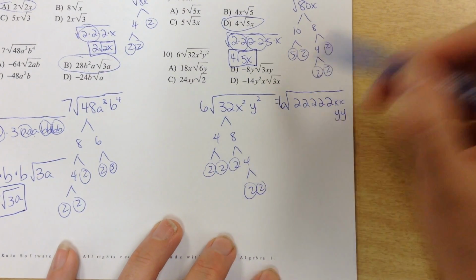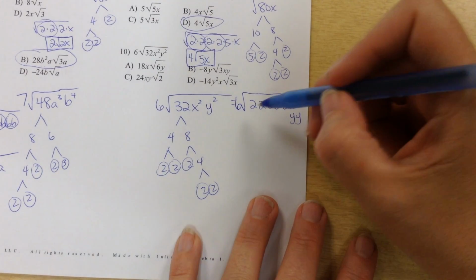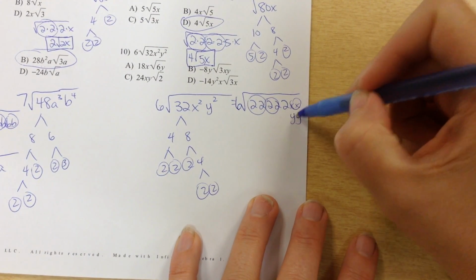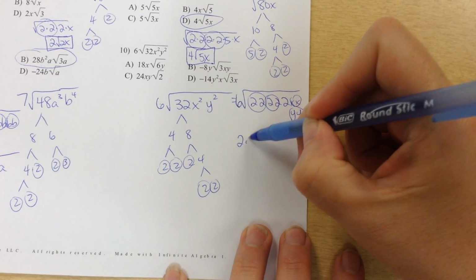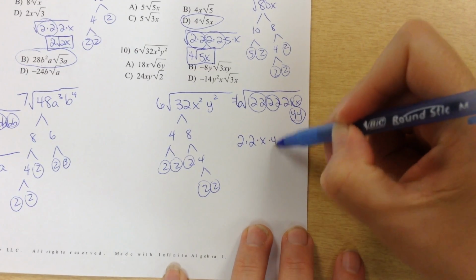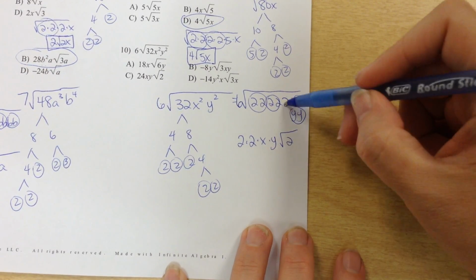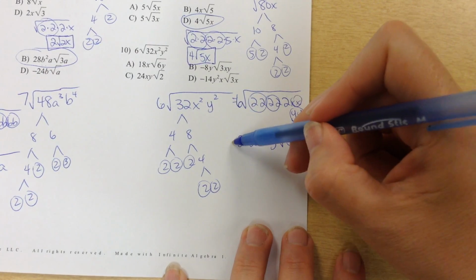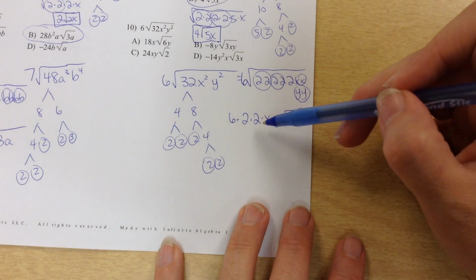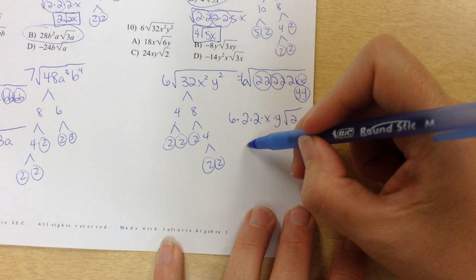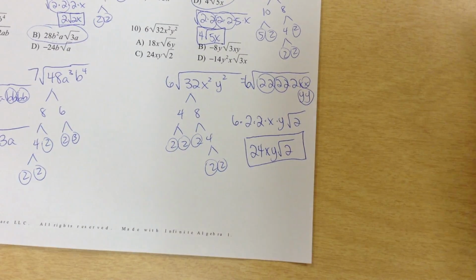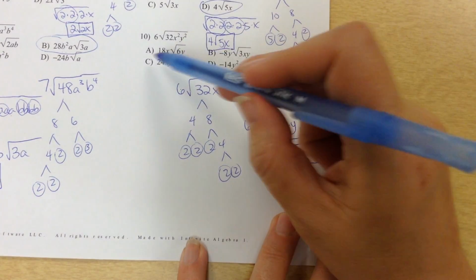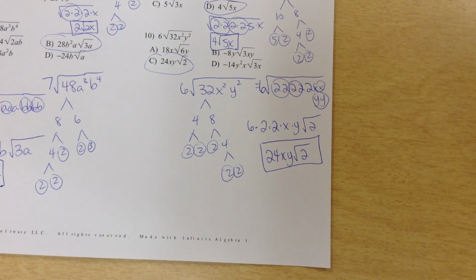And then we still have the 6 out front. So I'm going to circle all the pairs that I can find. Looks like everything but the 2 is going to come out. So I'm going to have 2 times 2 times X times Y. This 2 had to stay in. And then I still got my 6 that I got to take care of. So 2 times 2 is 4, times 6 is 24, XY, square roots of 2. Which is letter C.